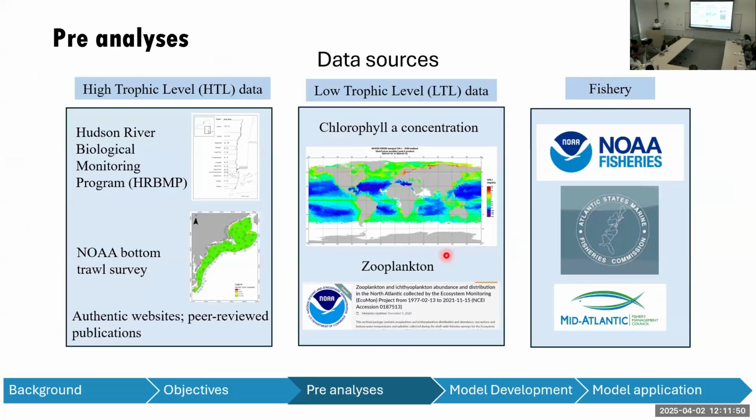And here are the data sets that we used. For high trophic level species, which are the fish species, those species that have bigger size that we can see with our eyes, we used survey data from the Hudson River Biological Monitoring Program and the NOAA Bottom Trawl Survey. For low trophic level species, which I'm referring to as the plankton species, we used data obtained from satellite products and the ECOMON project. The fishery-related data were obtained from related management agencies.